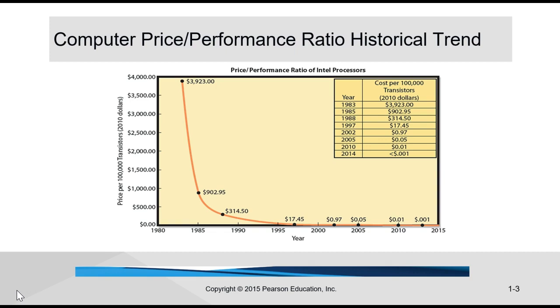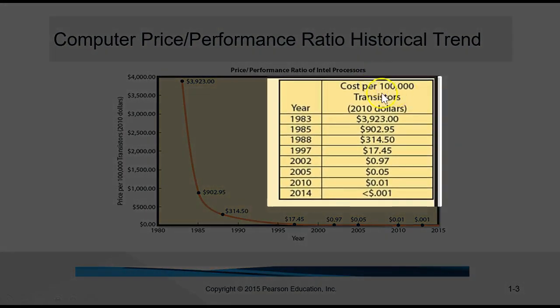Let's start with a graph that's showing a historical trend. What this graph is showing is that the cost of transistors is decreasing exponentially since the 1980s to today. On the horizontal axis we have the year, and on the vertical axis we have the price per 100,000 transistors. Transistors are a component inside a computer chip. We can also see in this table on the right the cost per 100,000 transistors in numerical form from the years 1983 to 2014.